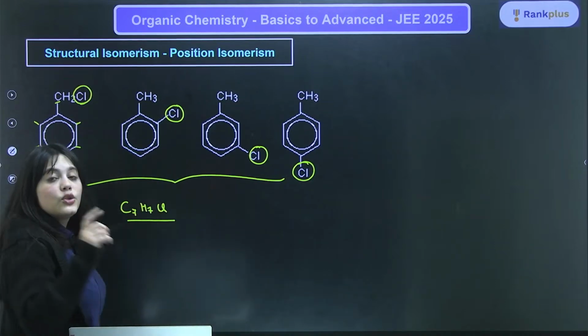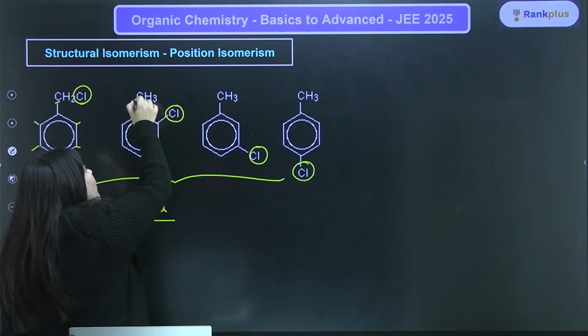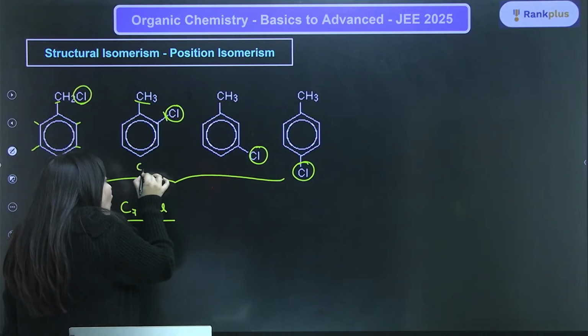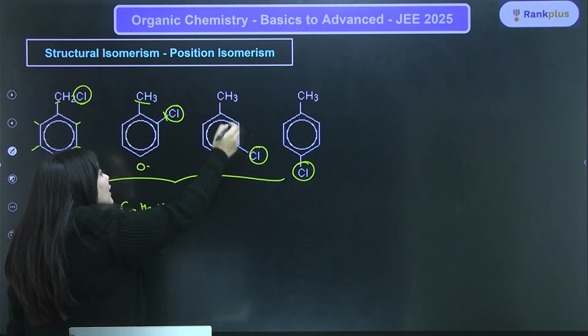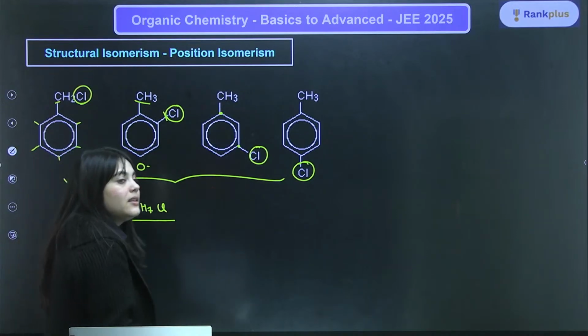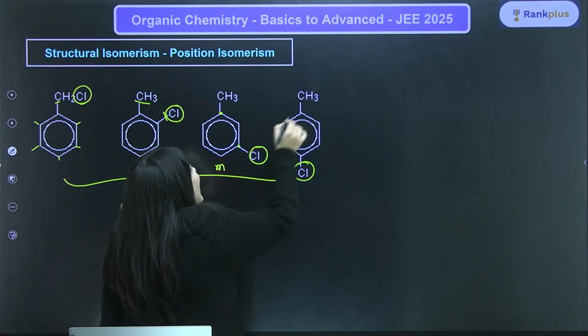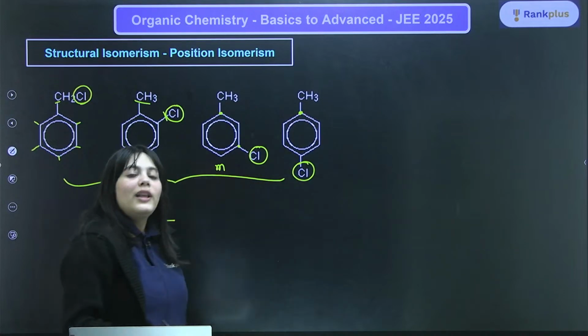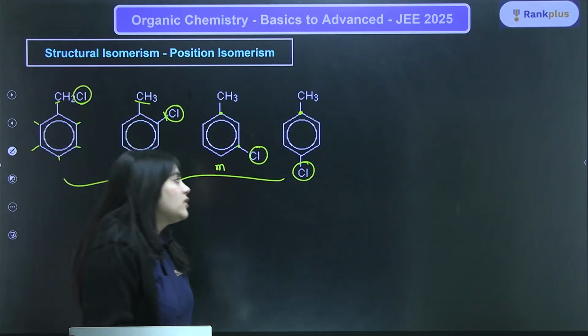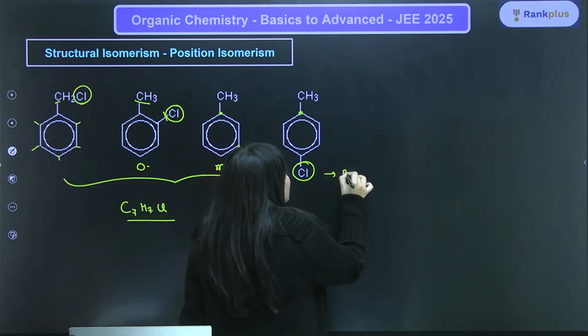Now, bacha, you should know another thing. When 2 groups are closest to each other, they are called ortho isomers. This kind of molecule, where the groups are arranged like this, is called the meta isomer. And this kind of molecule, where the 2 groups are exactly opposite to each other, is called the para isomer.